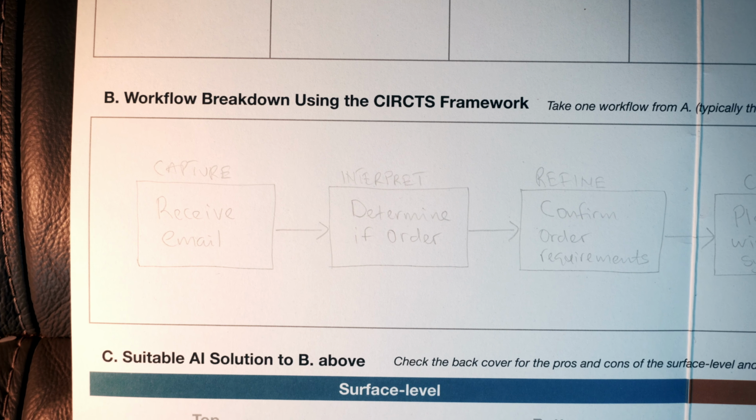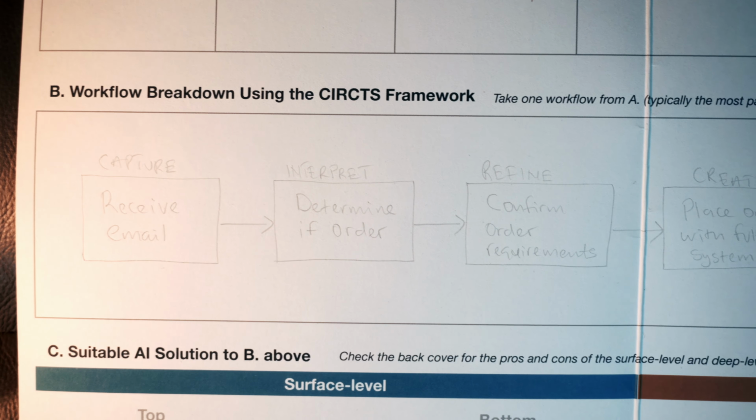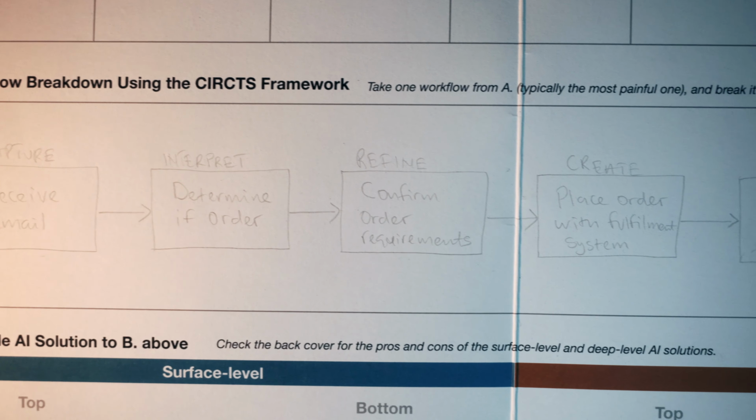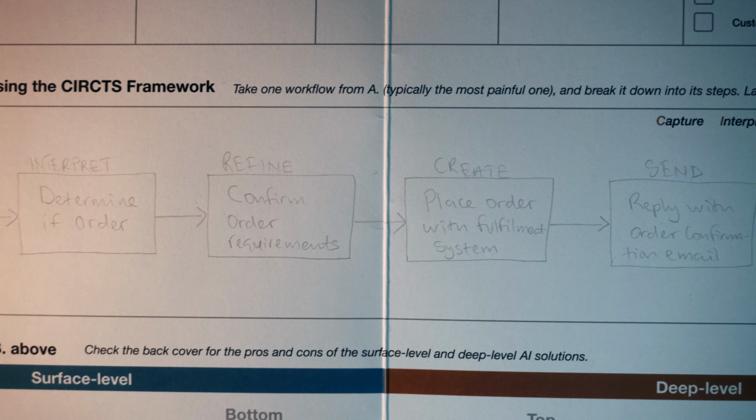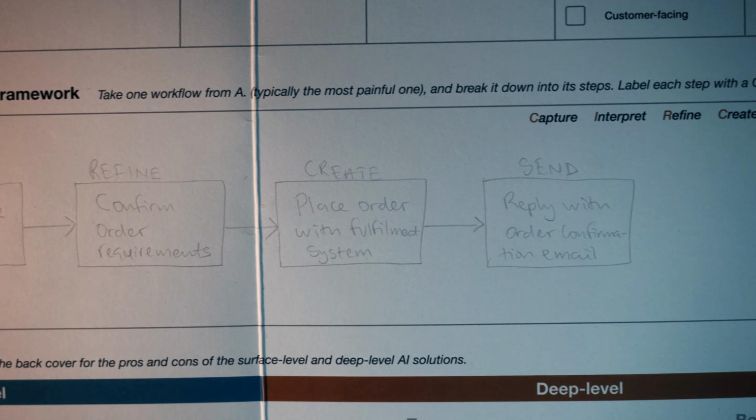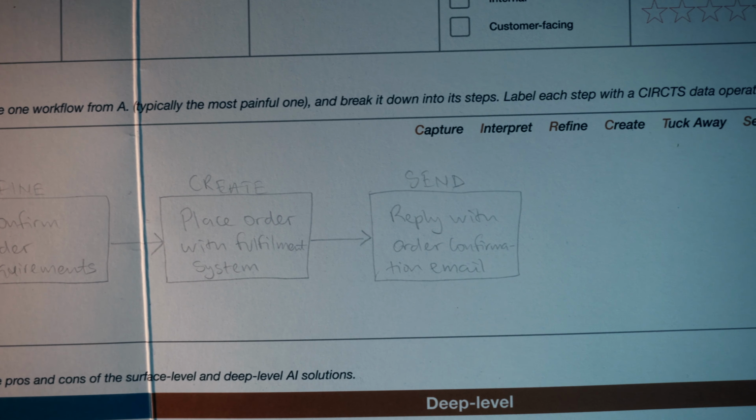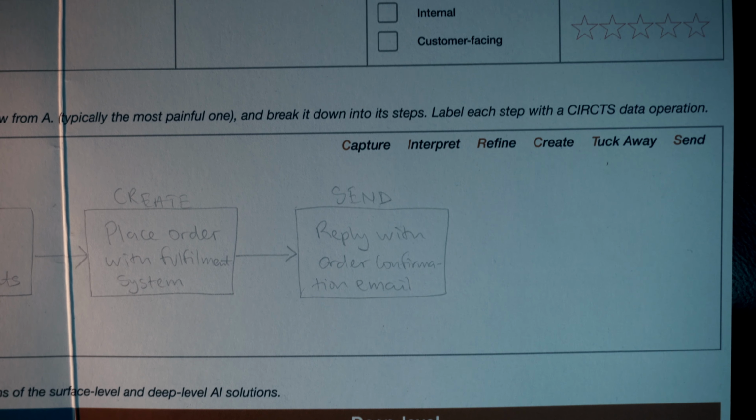By breaking it down, they write out all the steps, or rather they draw out the steps of that workflow. Step 1, step 2, step 3, step 4, all the way to the end of the workflow. And the reason they do this is they will now label each step with the data operation that takes place at that step.